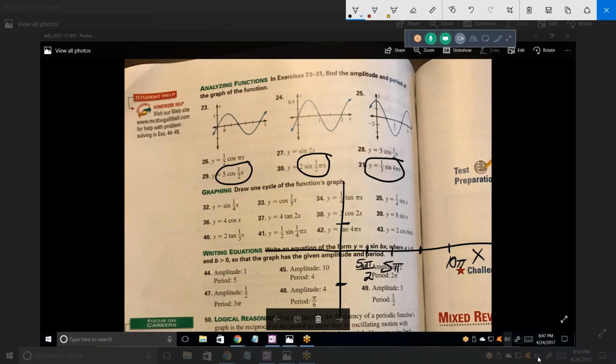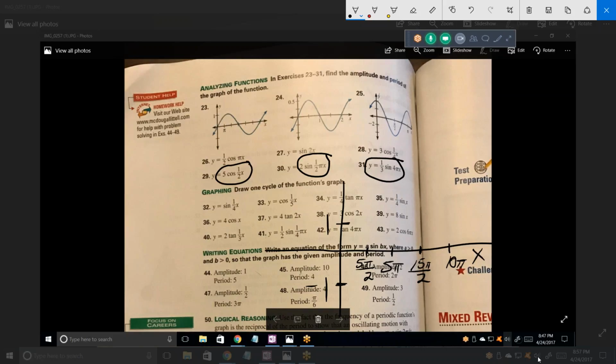This is what? 15 pi over 2. The way you get these midpoints is you add the two numbers and divide by 2. So I got that point by adding 5 pi to 10 pi, which is 15 pi, divided by 2. Okay? So now we've got the x-axis label. Amplitude is 1, so I know that's 1 and that's minus 1.